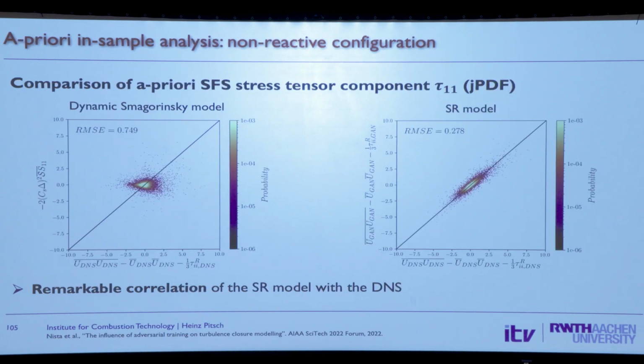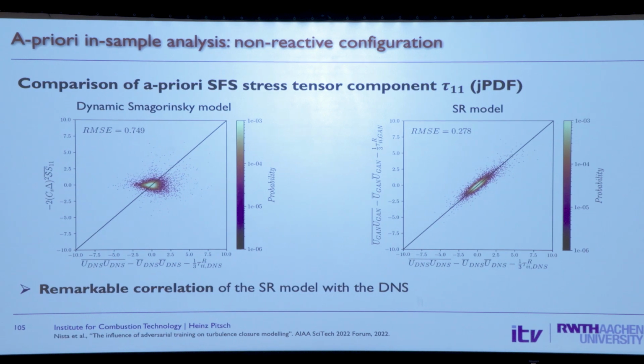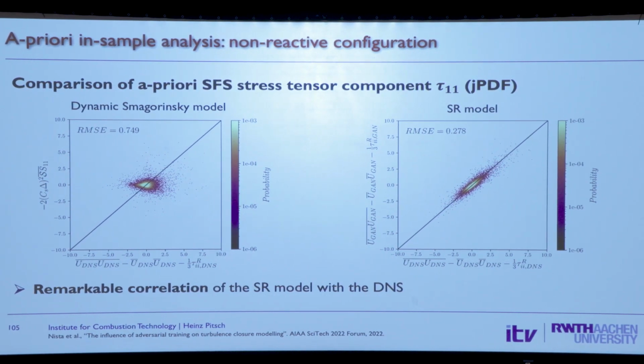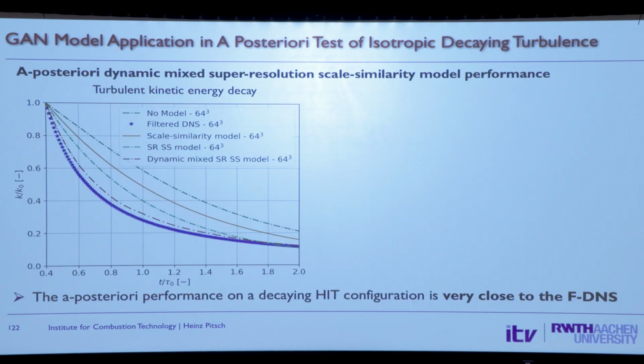And so that's what we call an a priori test. You evaluate the modeled quantity from the DNS, and you evaluate the modeled quantity from your model, and then we compare it. That's an a priori test. A posteriori test means we plug the model actually in a simulation, and then we see how it performs in the simulation.